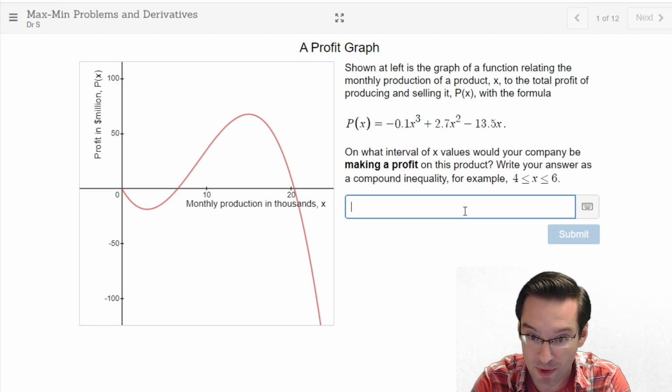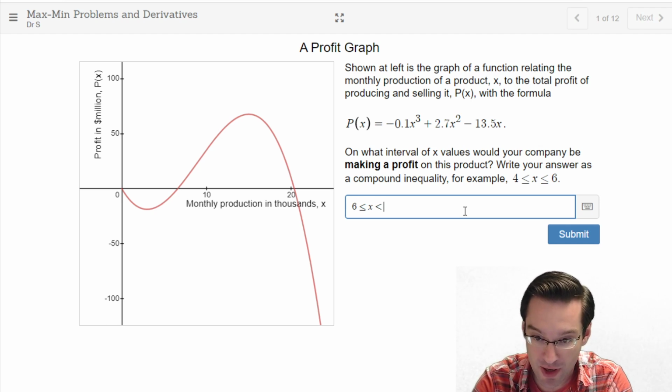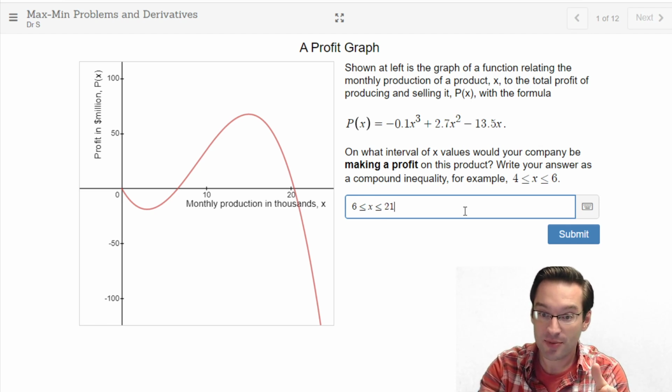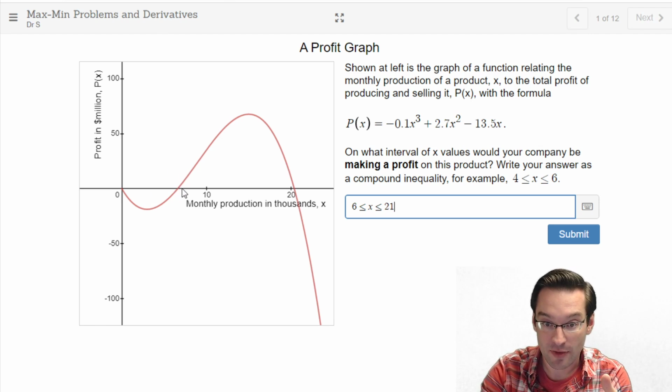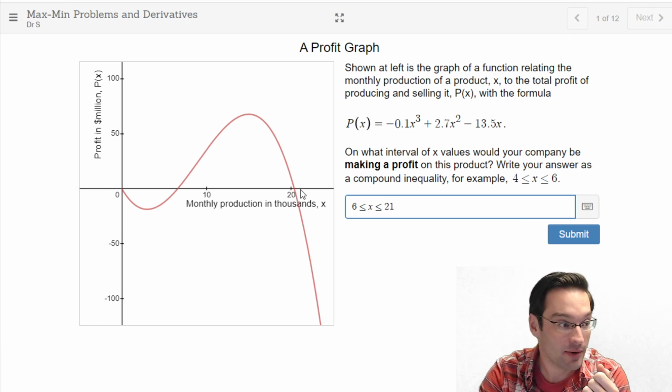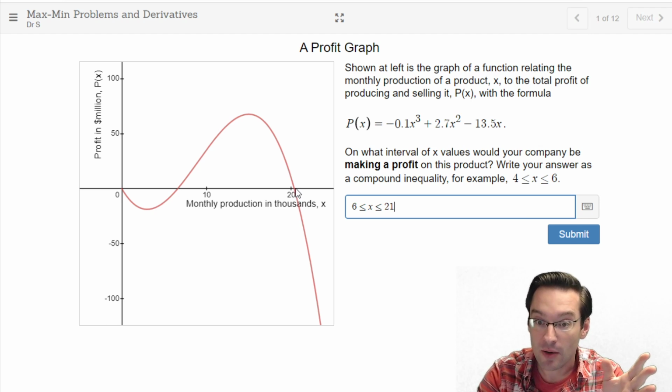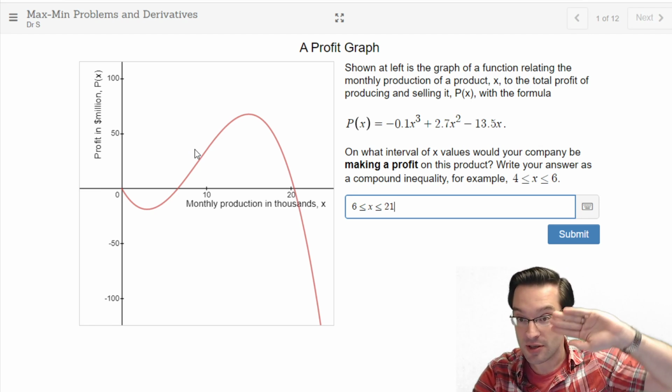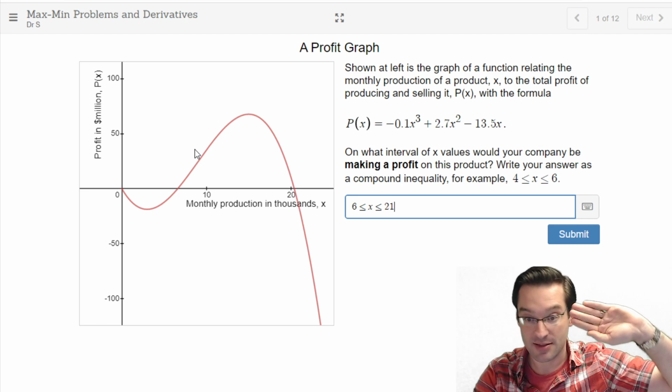And so in this example, it's probably somewhere between x equals 6 in thousands, so right about over here on the left hand, all the way up to about, let's say, 21, right? We're just sort of taking some round guesses on this. That inequality tells me where my product is profitable, because it's where my profit function has a positive value. It's above the x-axis, right?